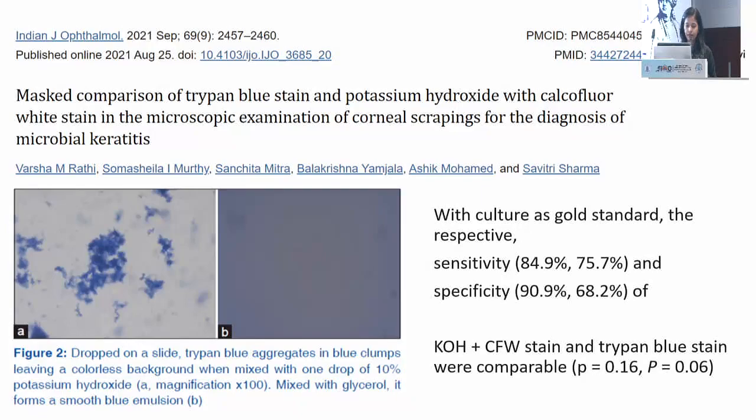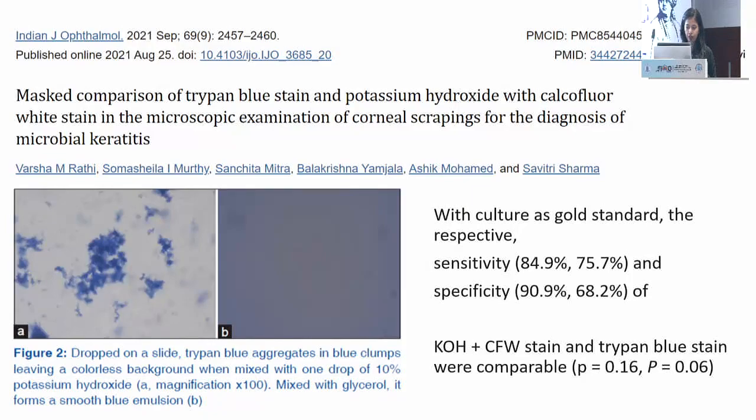This is an article by Dr. Somasheila and Varsha Rathi's group, in which they compared the trypan blue stain with KOH and calcofluor white staining. They also demonstrated that the specificity and sensitivity are comparable to each other.